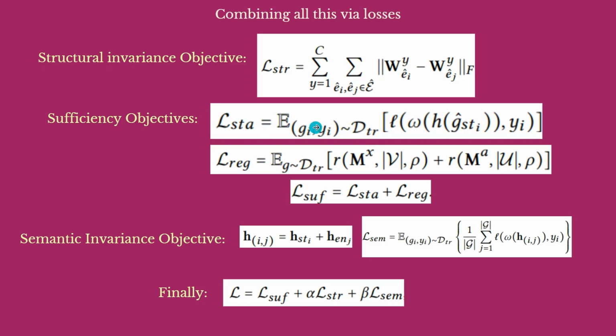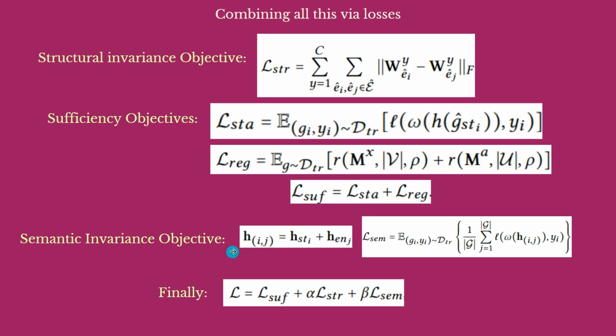For the sufficiency objectives, one of the objectives is that we just consider the stable features, and using just the stable features, we need to predict the label correctly, which is what the stable features were actually causally determining, irrespective of the other features. This is simply a regularization loss so that the masks extracted are not trivial. So the sufficiency loss is a combination of these losses.